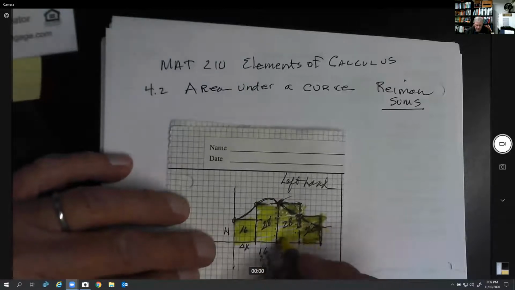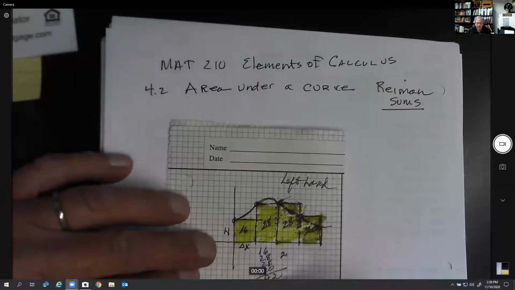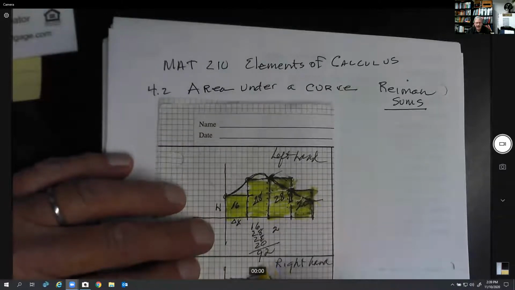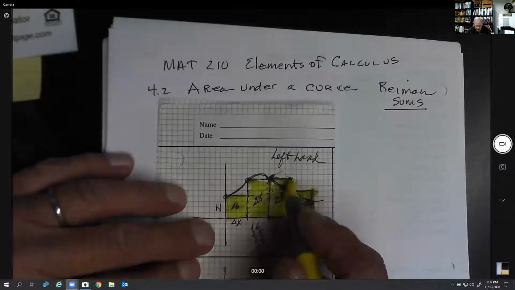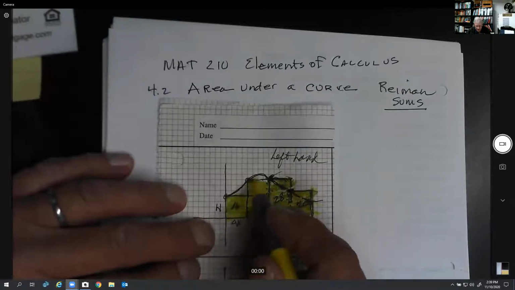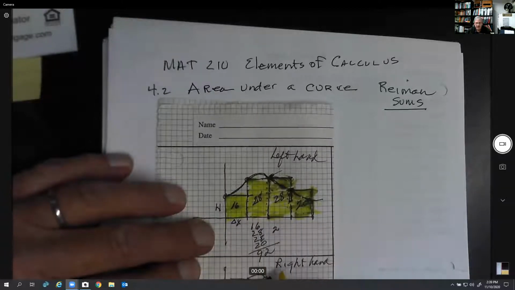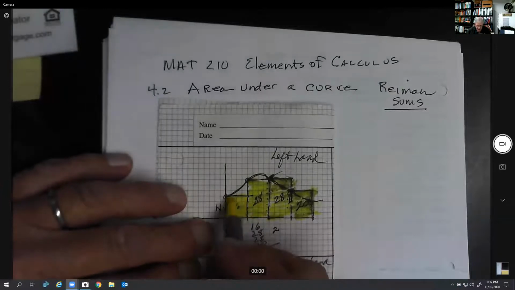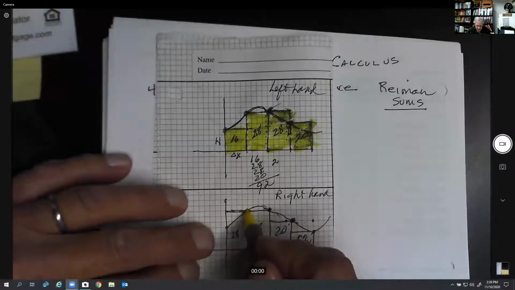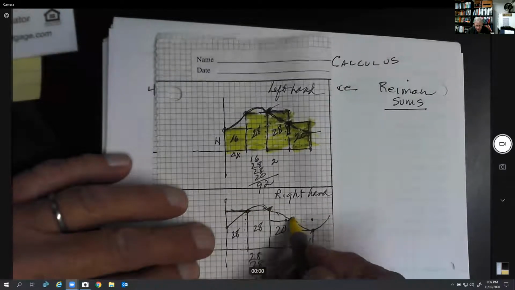So I was able to calculate the area of each one of these rectangles. And this gives me an approximation. I added them up, 16, 28, 28, 20, and that gave me an approximate area of 92 under this curve. And some of these areas are going to fill in here where I didn't calculate that space. Well, then I said, okay, what if I did it from the right side instead of the left side? So the points now are on the right-hand side.